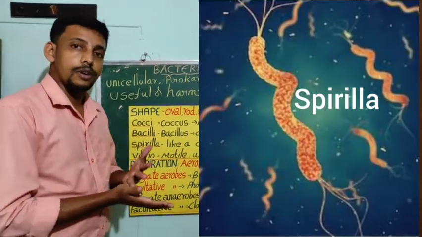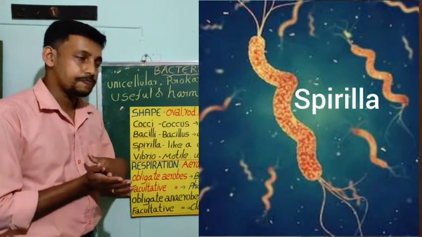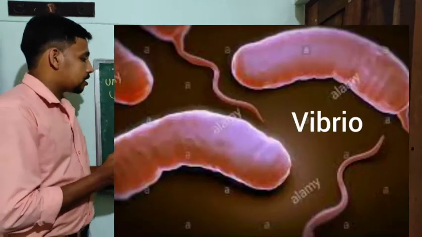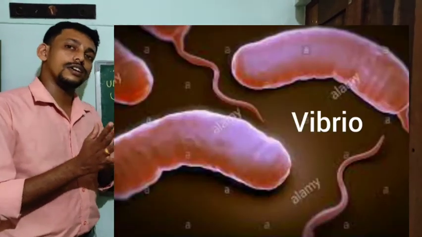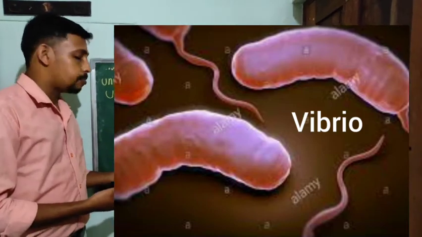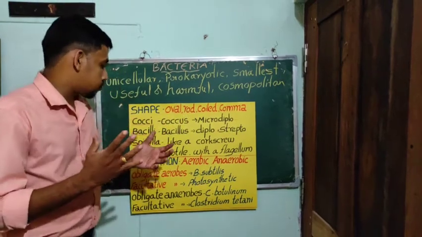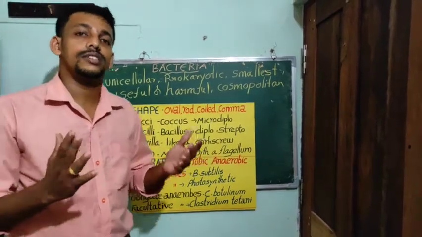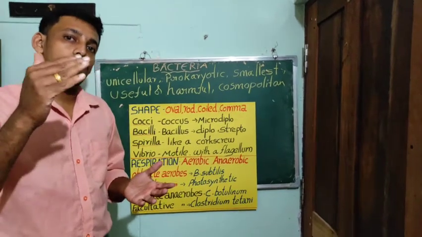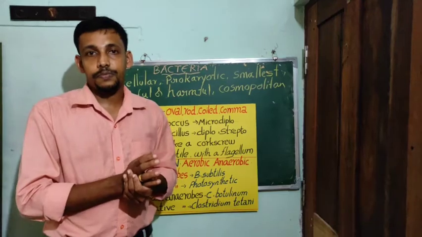Then some types of bacteria may be highly coiled, spirally arranged, like a corkscrew. That type of bacteria is the spirilla. Then some are comma shaped, comma-like, and are motile with a flagellum. That type of bacteria is known as the vibrio. So based on the shape, there are four types of bacteria: cocci, bacilli, spirilla and vibrio.